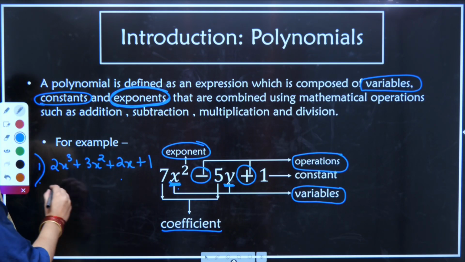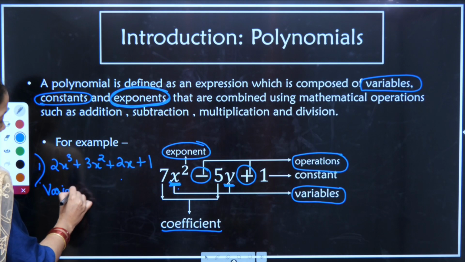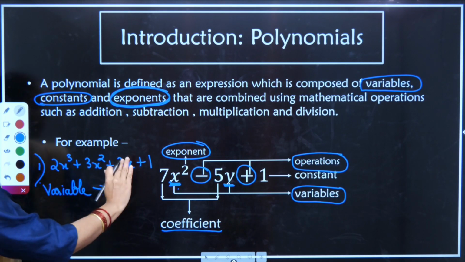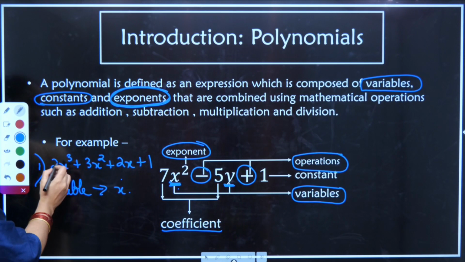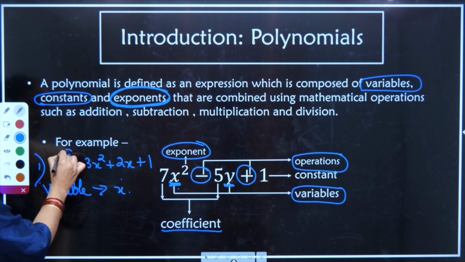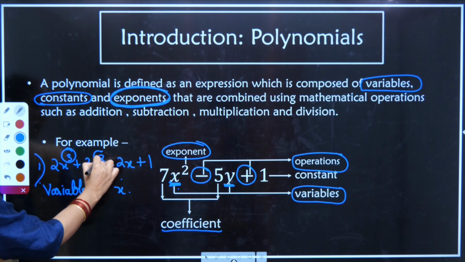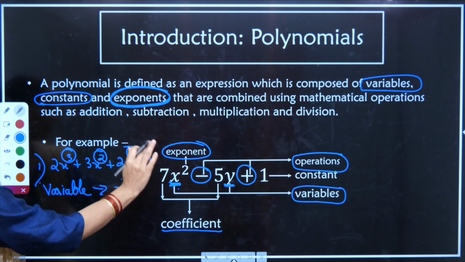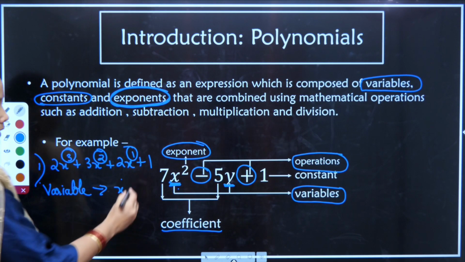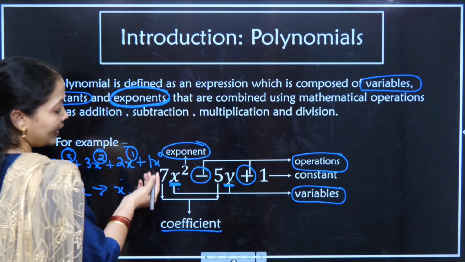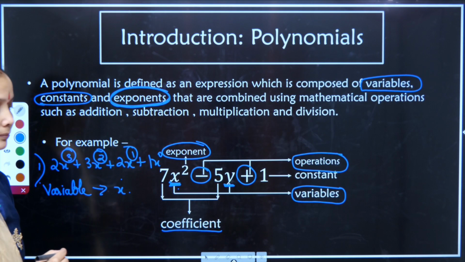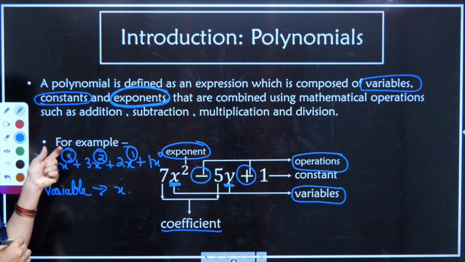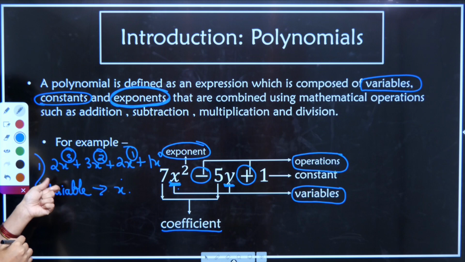And what is my variable here? There is only one variable called x. Now if I look at the power of x, the exponent of x, in the first term the exponent of x is 3, in the second term the exponent of x is 2, in the third term the exponent of x is 1, and in the constant term I don't have any exponent at all. I can write this as x power 0, where I call this a constant or a zero-degree term. Therefore, exponent is just the variable's power.